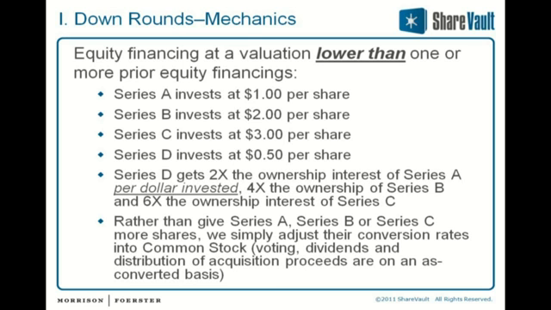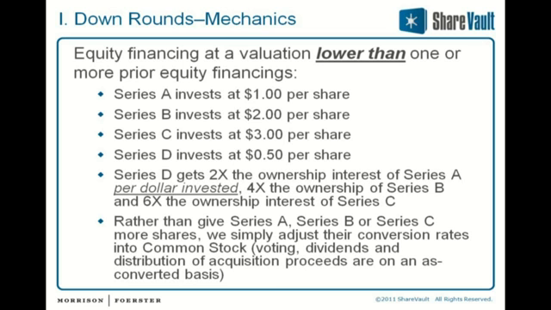So the issue here is that the Series D investors are getting twice the ownership interest of the Series A investors by putting in 50 cents a share. In other words, they get 2 shares for every $1 invested. They're getting 4 times the ownership than the Series B investors per $1 invested, and 6 times the Series C.